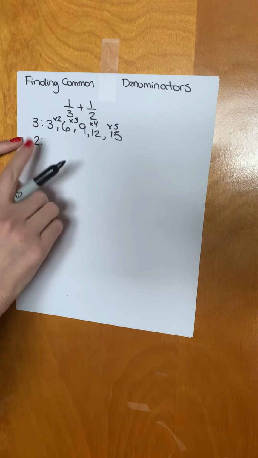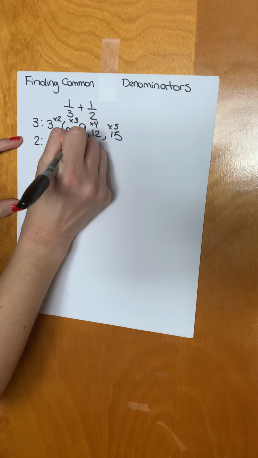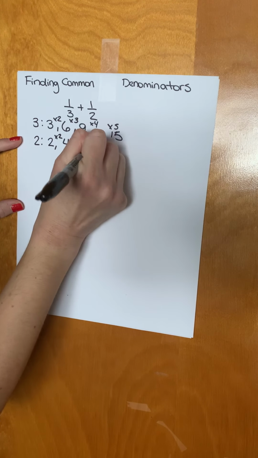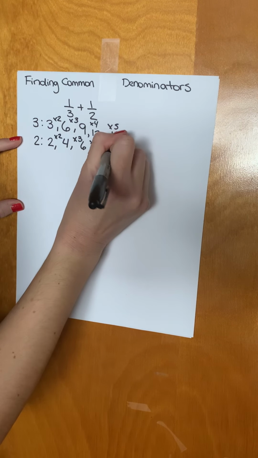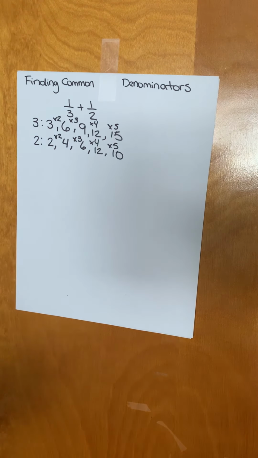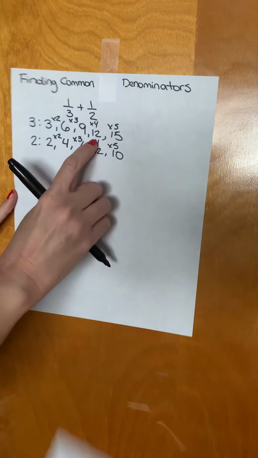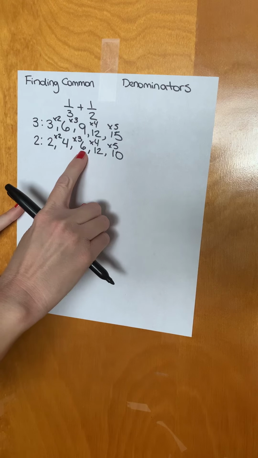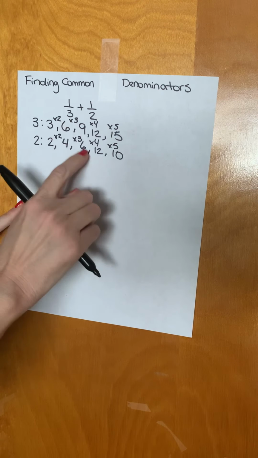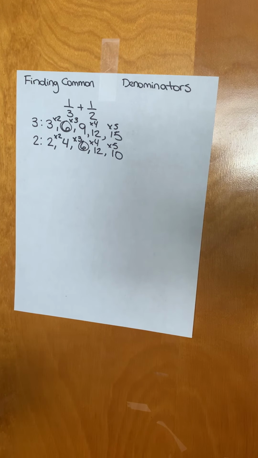Let's do the same thing with 2. Again, start with 2. 2. 2 times 2 makes 4. 2 times 3 makes 6. 2 times 4 makes 8. 2 times 5 makes 10. Okay, I do see some numbers that are the same. You want to take the lowest number that they have in common. So although they have 12 and 12, that's the same, we're going to take the lowest number that's the same between both of them, which is 6. So 6 is going to actually be my new denominator I'm going to create.